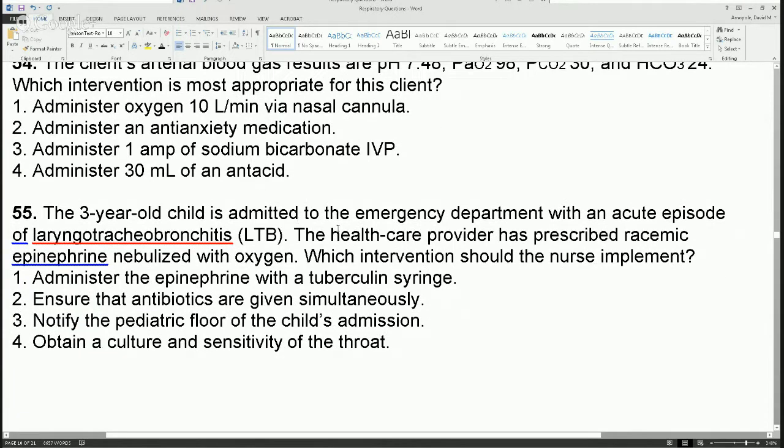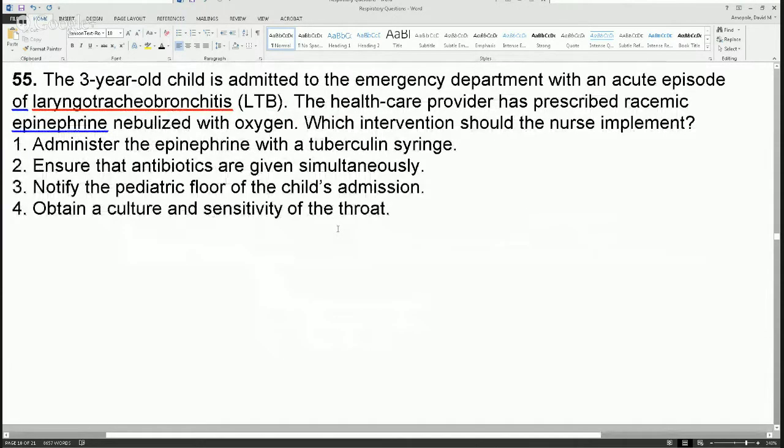All right, Jeff, we're coming back to you now. A 3-year-old is admitted to the ER with an acute episode of laryngotracheobronchitis. The healthcare provider prescribed racemic epinephrine nebulized with oxygen. Which intervention should the nurse implement? Well, racemic epinephrine is not given by injection. It's an inhaled drug. I was going to say it's nebulized. Right, but I'm just saying it's not for injection. It's inhaled. Antibiotics don't have anything to do with it.